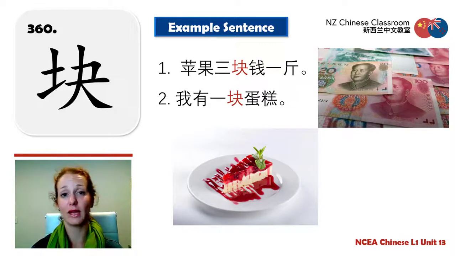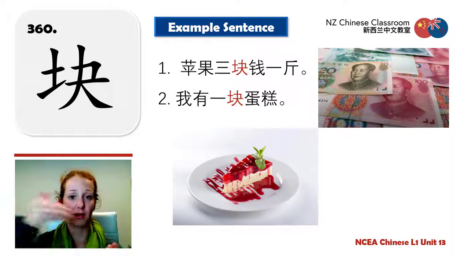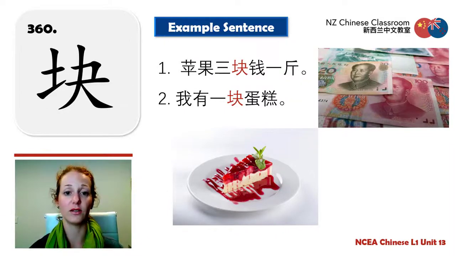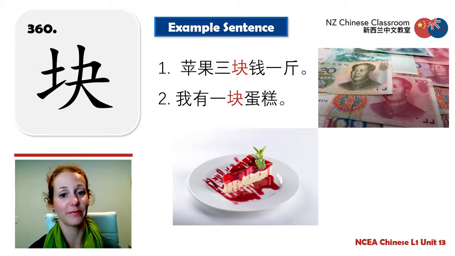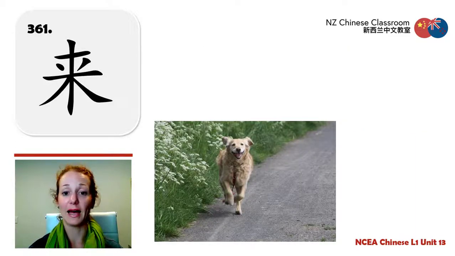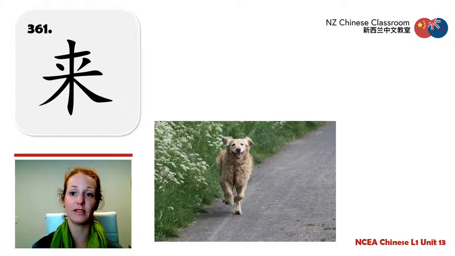Okay, and it's also a measure word for a piece or a chunk of something. Something's been cut up into pieces. So 我有一块蛋糕. I have a piece of cake. If you're in Beijing, you can say 一块蛋糕. So 块 and 块. You might hear both. Here we go. 来. This is direction.